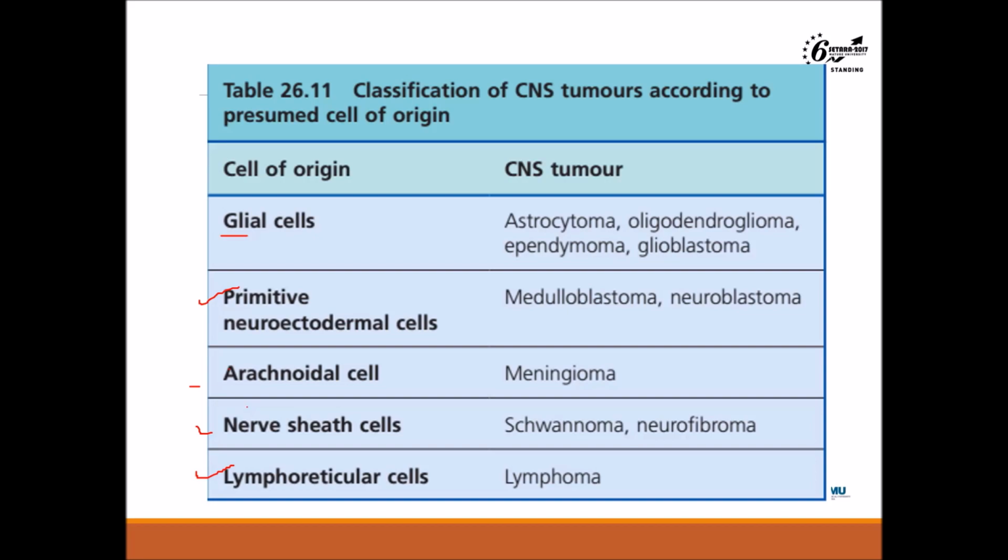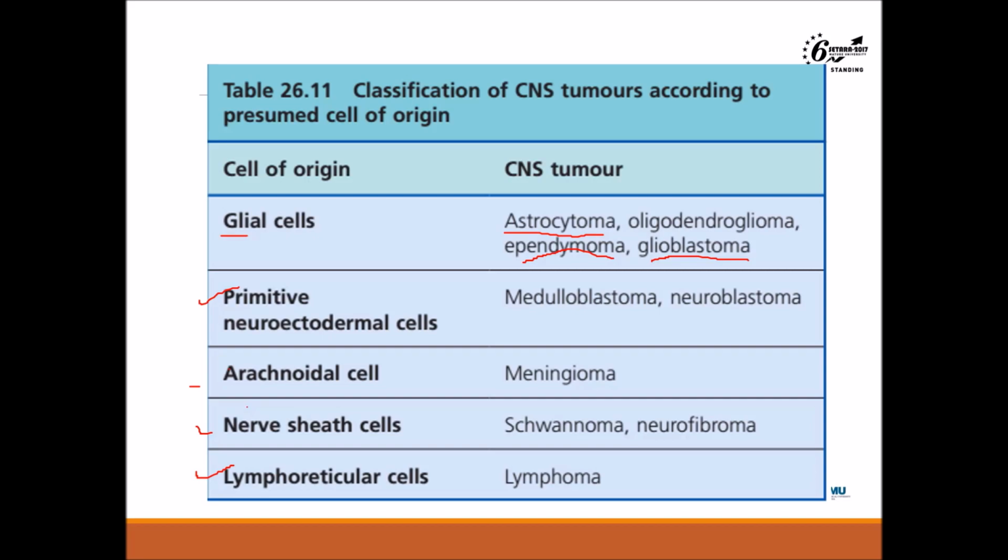If the CNS tumor originates from astrocytes, we call it astrocytoma. If originating from oligodendrocytes, we call it oligodendroglioma. And if originating from the ependymal cells that line the ventricles, we call it an ependymoma. The high-grade tumors originating from the glial cells, we call a glioblastoma. And in primitive neuroectodermal cells, we call them medulloblastoma and neuroblastoma.